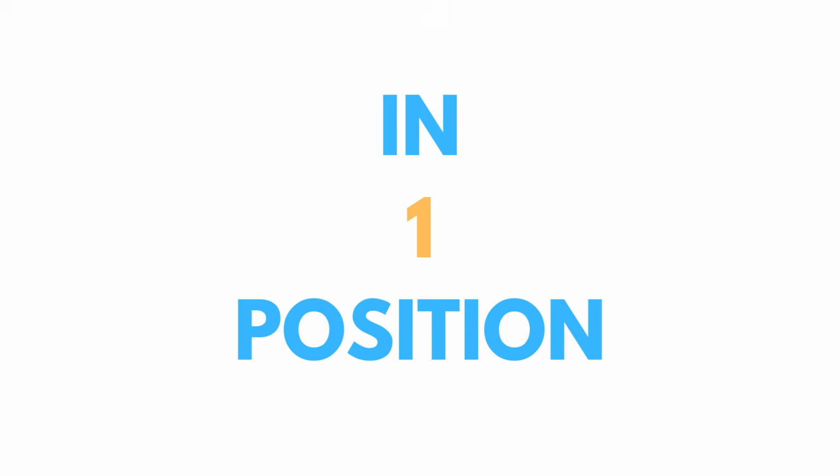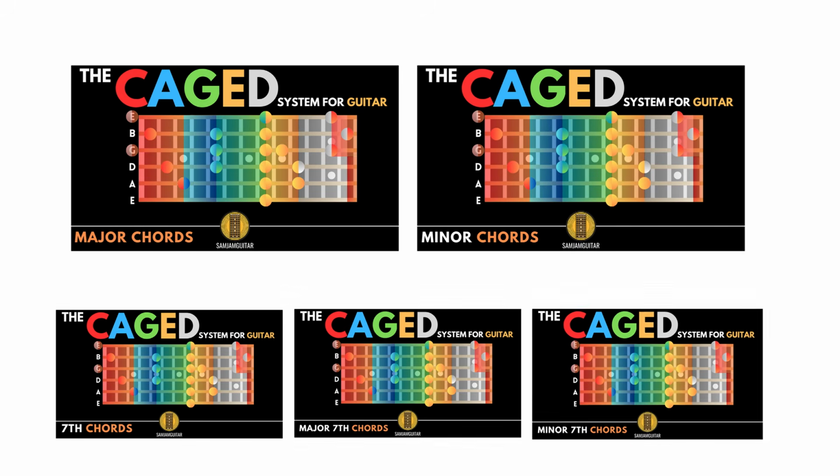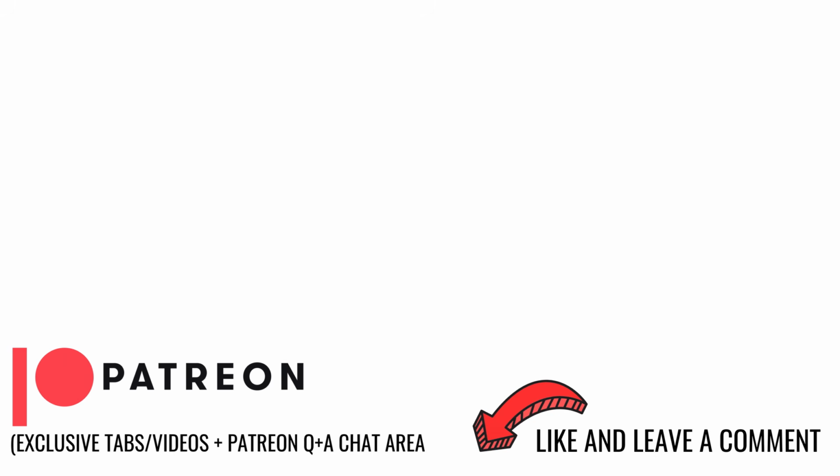So if you want to be able to play any chord progression in one position, including minor chords and slightly jazzier 7th voicings, then I suggest you watch this series of CAGED guitar lessons from the beginning. And if you're still struggling to memorize the notes of the fretboard, then watch this one.